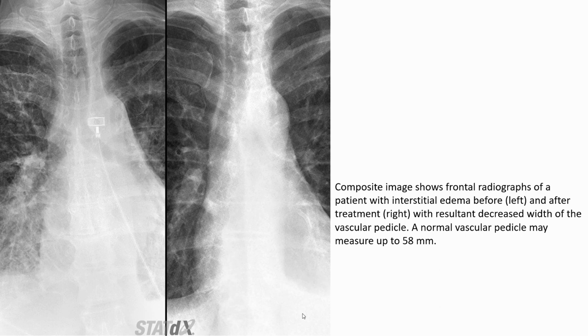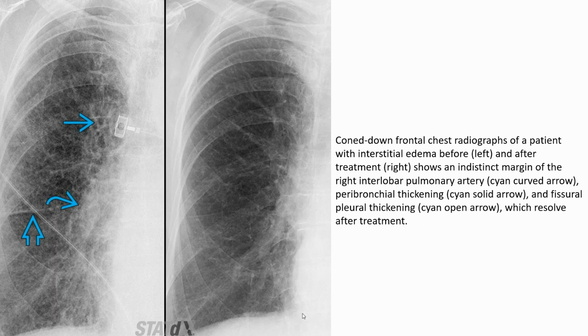Composite imaging: frontal radiograph of a patient with interstitial edema before on the left and after treatment on the right, with a resultant decrease in the vascular pedicle. A normal vascular pedicle may be measured up to 58 mm. So this image shows an indistinct margin of the right hilar interlobar pulmonary artery, peribronchial thickening and fissural pleural thickening, which resolve after treatment.